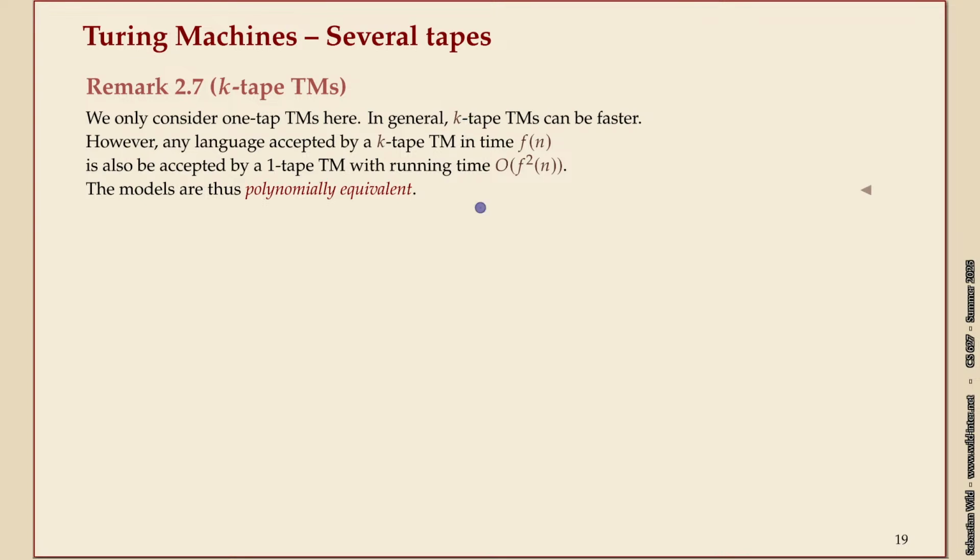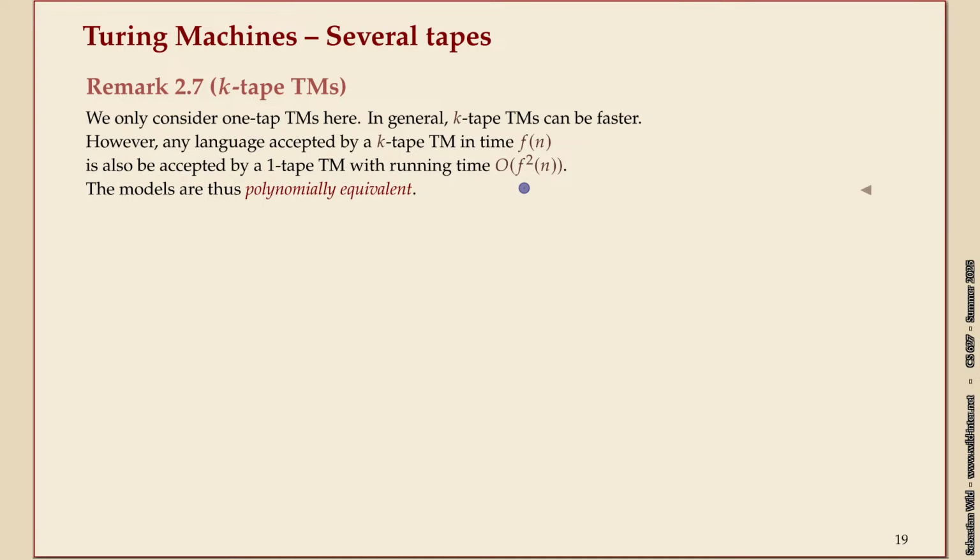But lo and behold, in terms of the running time, there's not a huge difference if you are on the polynomial versus super-polynomial side of things. So if you have a k-tape Turing machine that accepts some language in a certain time f of n, then you can also accept the language with a single tape, and you might square the running time. Squaring the running time in all practical terms is really bad, but as a theoretical construction, it's fine.